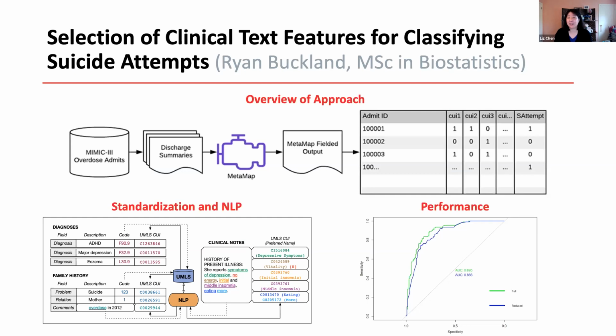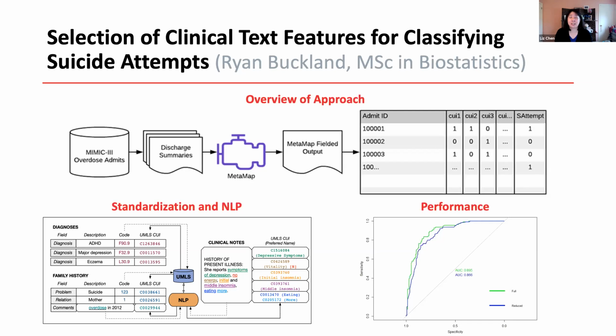It's de-identified. They have a whole process to get access. And then you can use it to get familiar with what EHR data look like and do some analyses, while you may then be able to get more data locally to have more local relevance. But in this study, the goal of Ryan's study, who is a student in biostatistics, was to see if we can use text features to classify suicide attempts.